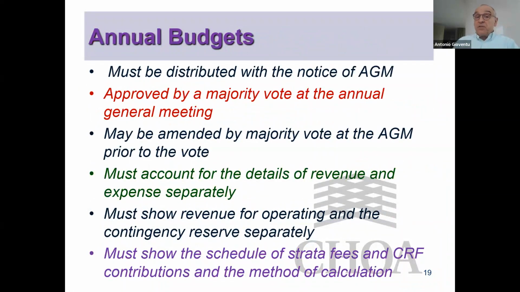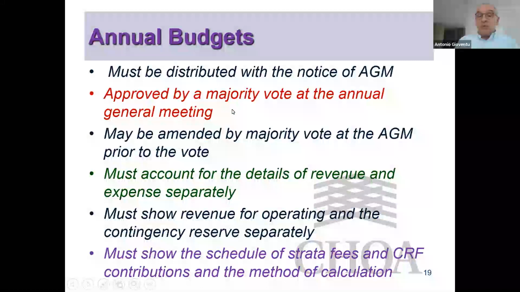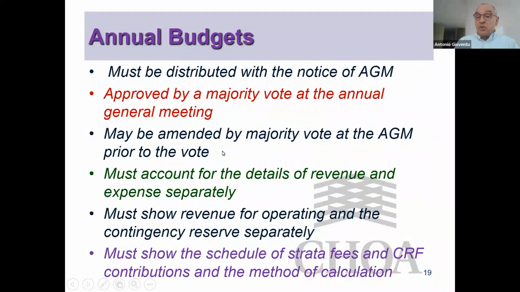The annual budget has to be distributed with the notice of the AGM. It's generally approved by a majority vote at the annual general meeting, but it may be amended by a majority vote at the annual general meeting prior to the vote. So this often raises the question, well, what if we include 2 or 3 budgets as samples and we vote on them? My experience with that has been all 3 of them get defeated, because what ends up happening is you divide your owners into individual groups and no one will come to consensus on what to approve.